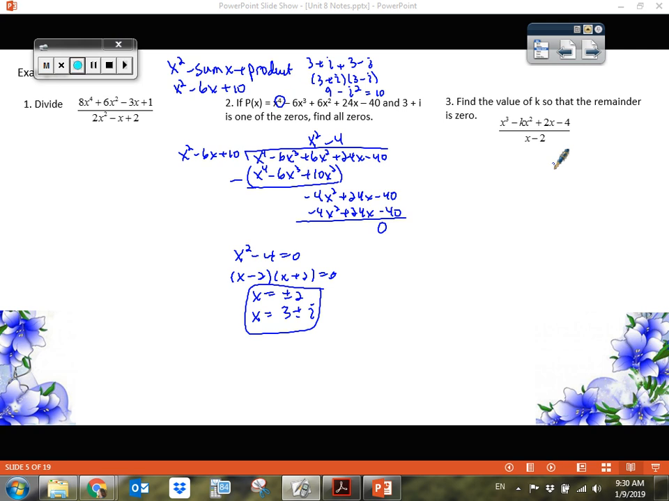I'm going to take this kind of slow, so go with me. We're going to take x minus 2 and divide it into x cubed minus kx squared plus 2x minus 4. We're going to go slow. So x goes into x cubed x squared times. x squared times x is x cubed. x squared times negative 2 is negative 2x squared.